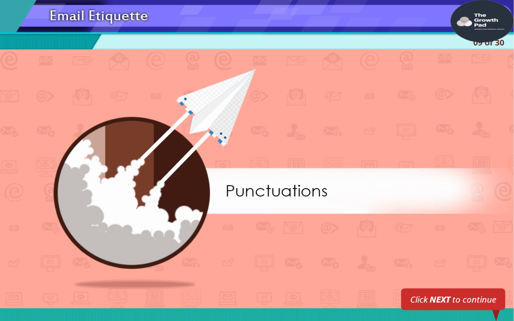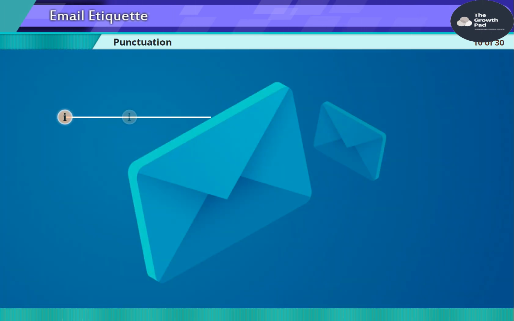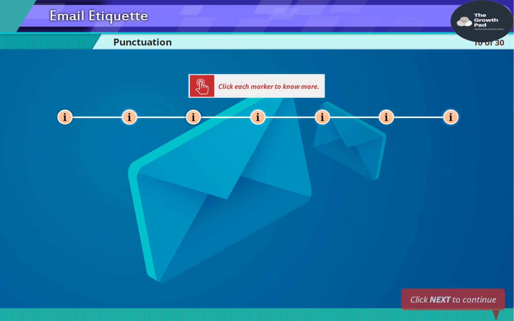Punctuations. What is punctuation? Punctuation is the use of spacing or conventional signs that aid in clarifying text so that it is understood correctly. It aids correct reading of written text whether read silently or aloud. Let's take a look at some of the key punctuation marks, what they are and why they are used. Click each marker to know more.